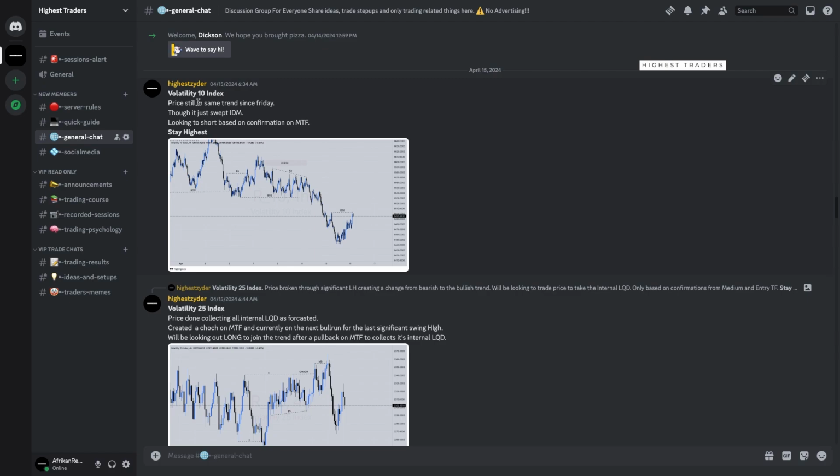So you can see price is still in the same trend since Friday. We have had this particular trend since last Friday. Today's Friday, so it's been there since a week now. It's 7 days now. So I said, well, price is still in the same trend since last Friday, though it's just swept inducement.